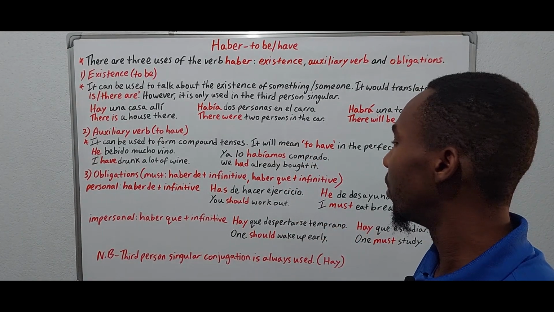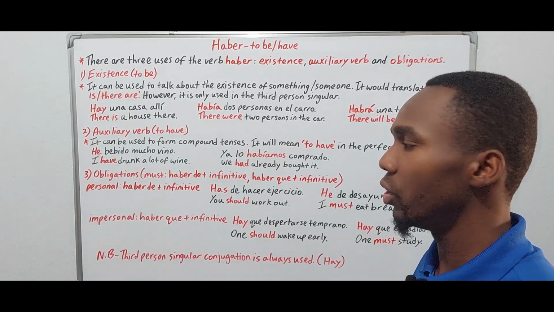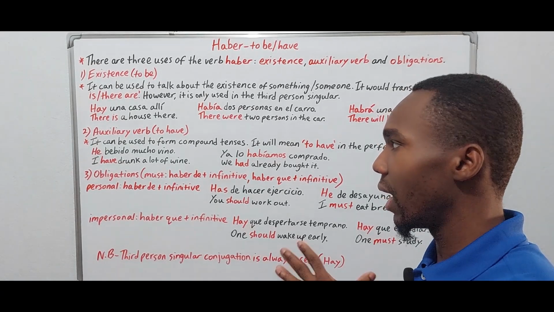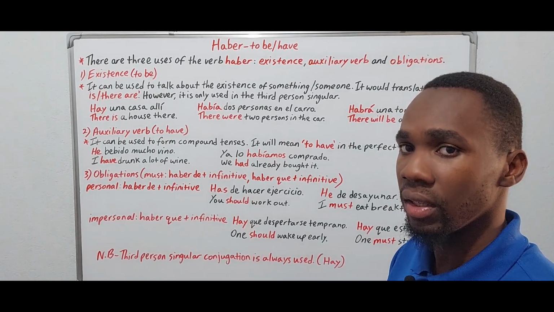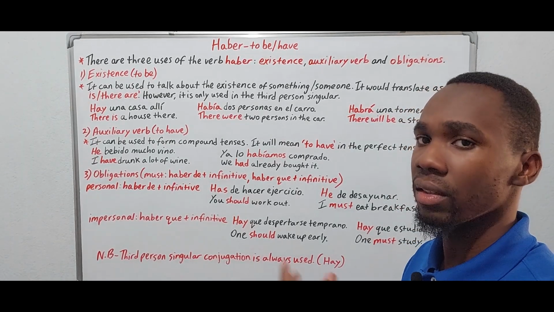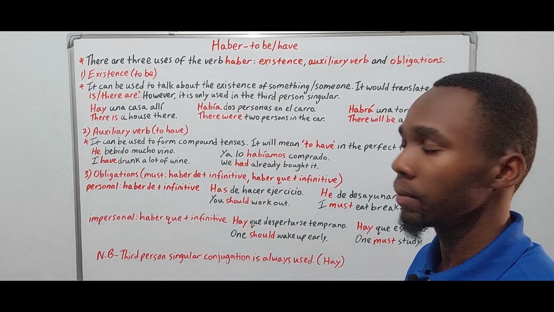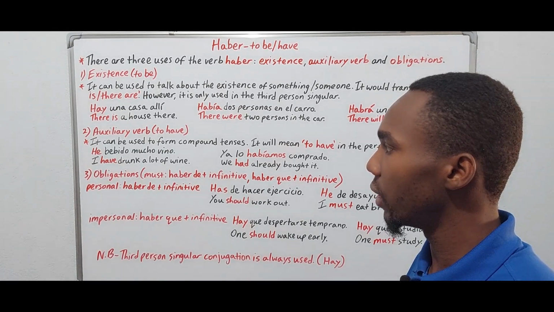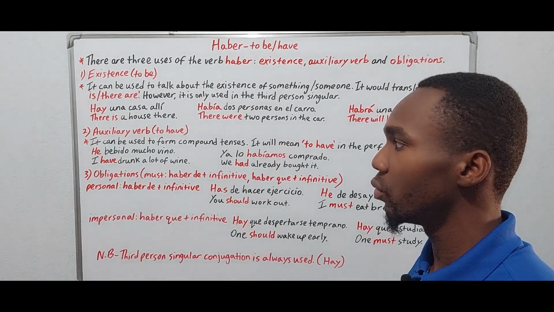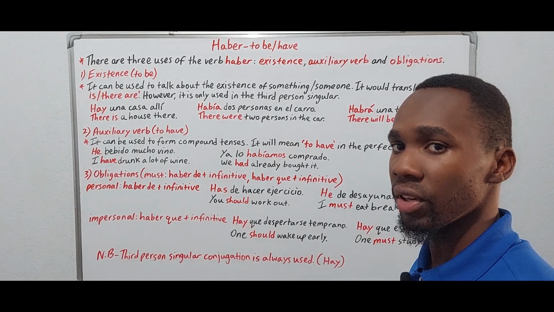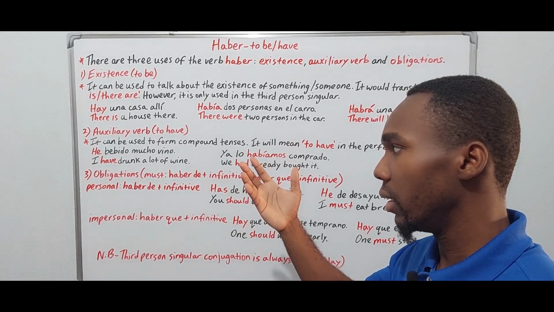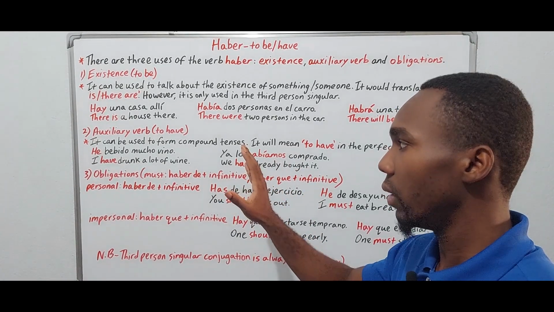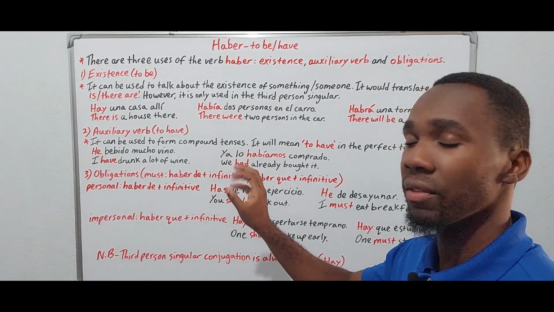It will mean to have in the perfect tense, right? So we usually use haber to express the perfect tense. And in that case, haber will be the auxiliary verb, the verb that lends assistance to the main verb, okay? He bebido mucho vino. I have drunk a lot of wine. Of course, the main verb in that sentence would be beber, which means to drink, but the haber in that case would be an auxiliary verb.